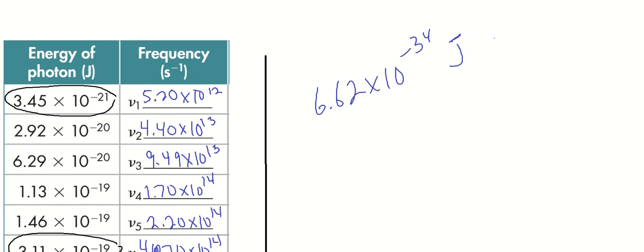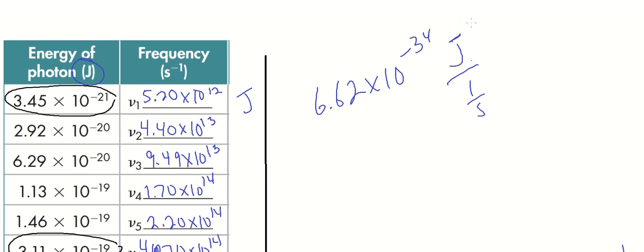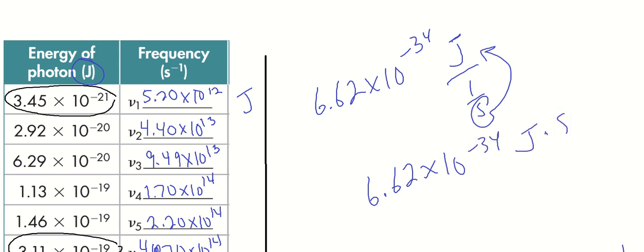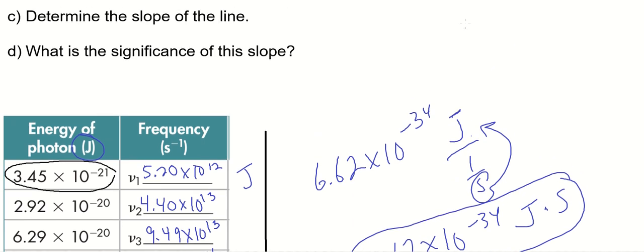So on our graph here that we never finished, this one is joules because that's the energy of the photon, and over here is per second. So joules per second is joule seconds. So the slope is 6.62 times 10 to the negative 34 joule seconds. And you know what that is. That's Planck's constant. So that's the answer to part D, Planck's constant. And the slope is the number we circled.